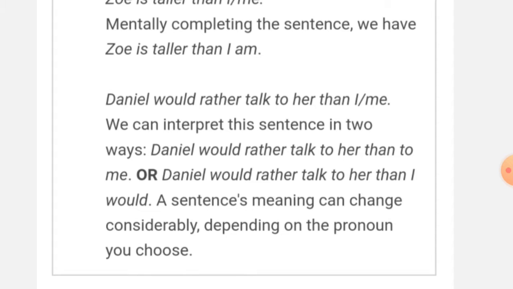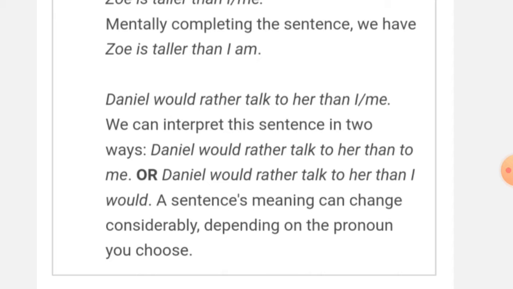Here in this sentence we have two items to be compared. Daniel is a noun and it is in subjective case. Her is a pronoun which is used as an object. So if we want to compare Daniel's subjective case to the pronoun which comes after, then the right choice is I. And if we take into account her, then we have to write down me instead of I. And definitely the meaning would change accordingly.